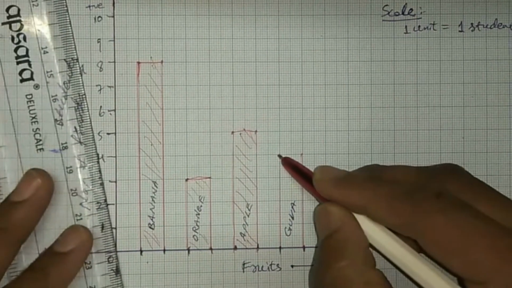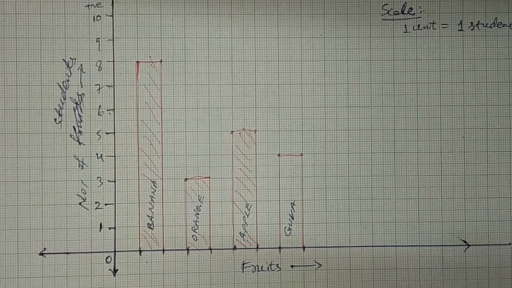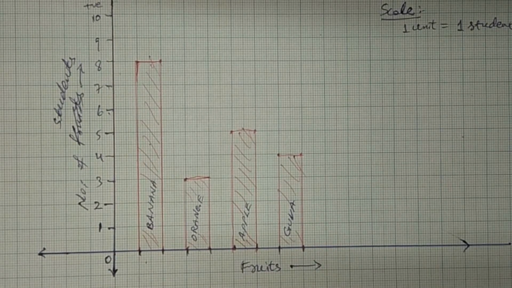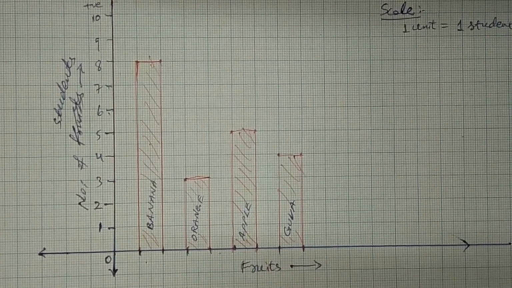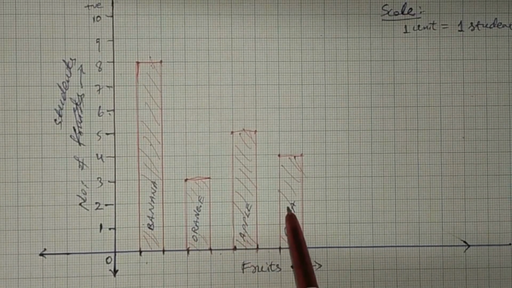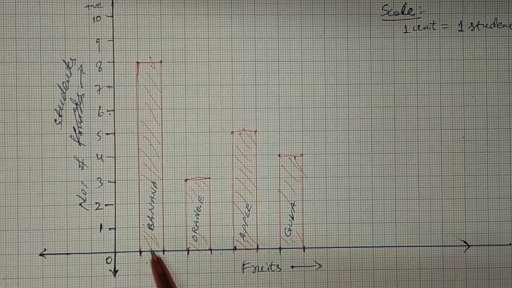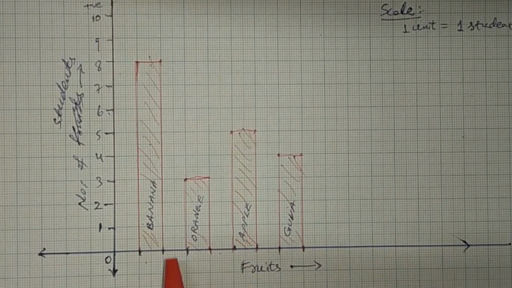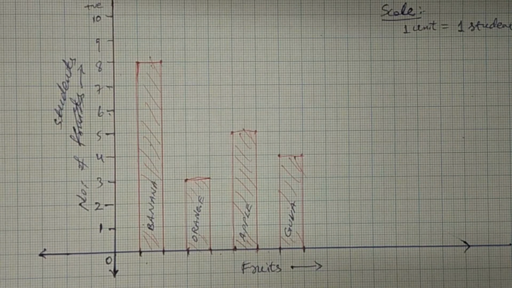Now, students, in this bar graph, you could observe the gap between the bars being equal and the width of the bars being equal. We have taken 1 unit as the width of the bar and the gap between the bars also being 1 unit. So, this is the bar graph.